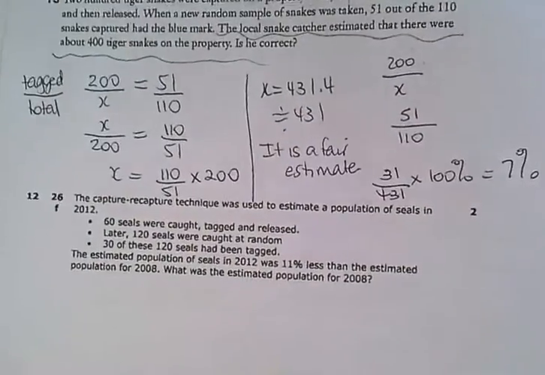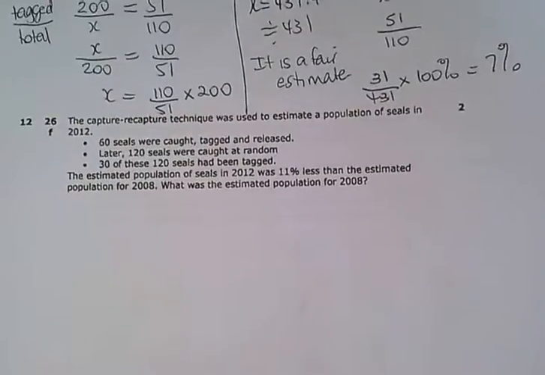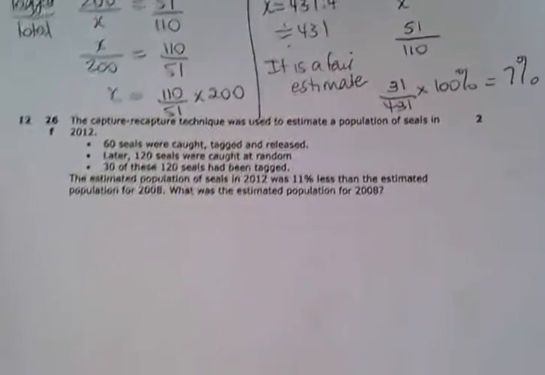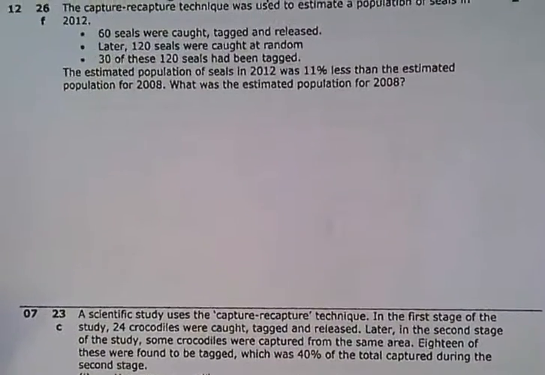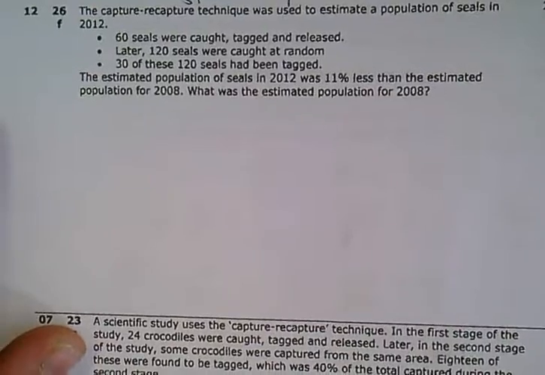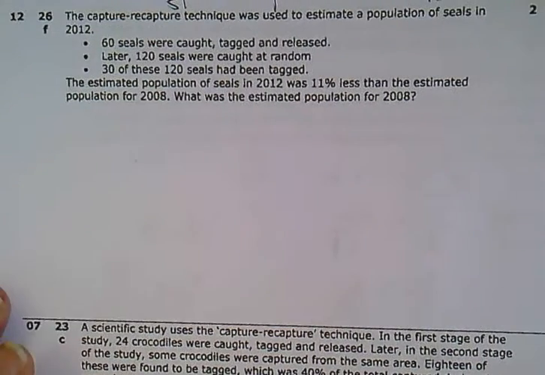If you're 50% off, that's bad. So it's a fair estimate, okay? I wouldn't say it's very accurate, but it's a fair estimate. It's not correct, but it's fair. He thinks there are about 400 snakes, and there are 430. That's different to saying there are 4,000 snakes. He's fairly close.